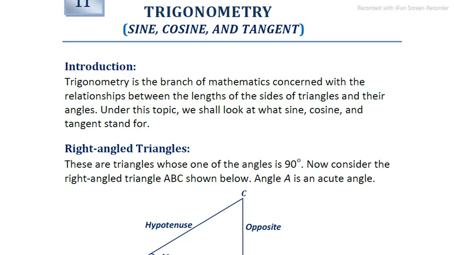Trigonometry is a branch of mathematics that deals with the relationship between the length of the sides of a triangle and its angles. So basically we shall look at the meaning of sine, cosine, and tangent. Let us start with the right-angled triangle.